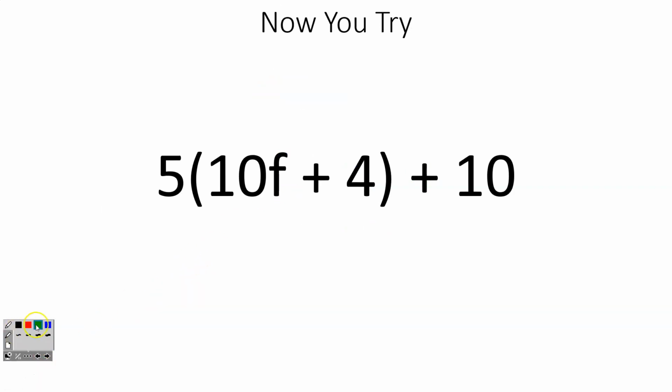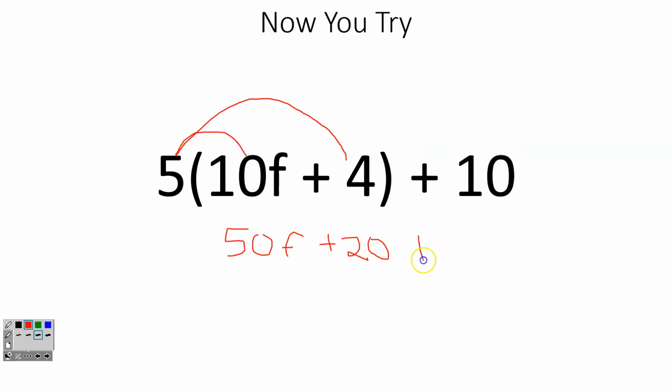So now if I'm faced with a problem like this, I don't do what's outside the parentheses first, I do what's inside first. I can combine, so I'm going to do my rainbows. 5 plus 10f gives me 15f. Rainbows! 5 times 4 gives me 20. Do not distribute that 5 over to what's over here. I'm just going to bring it down.